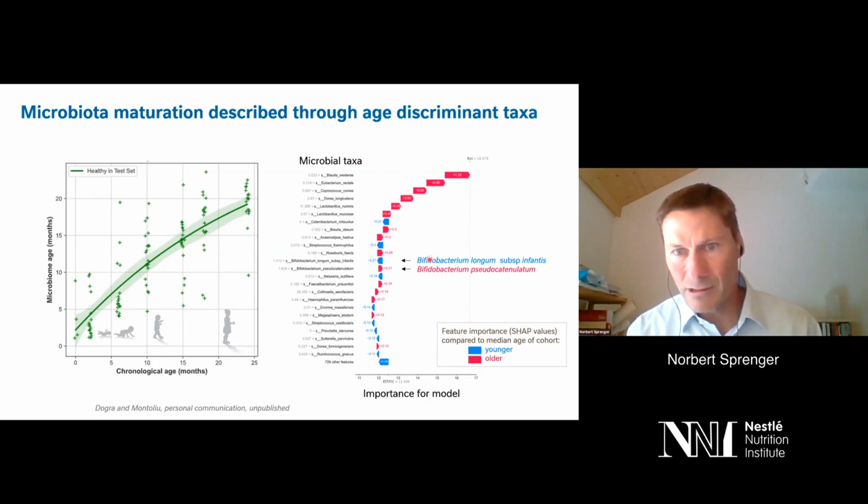While for bifidobacteria, we have particularly Bifidobacterium infantis in the younger age, but we have another bifidobacterium here, Pseudocatenulatum, that is more important for the prediction of the older age. So different bacterial groups also change with time in the establishment of the microbiota.